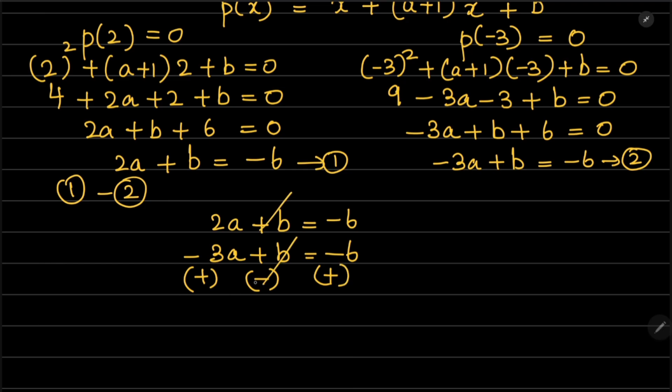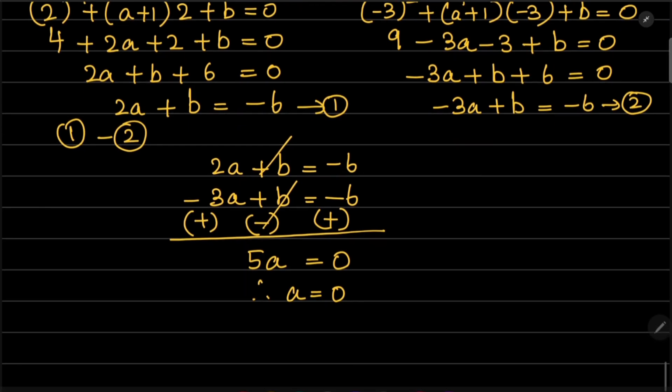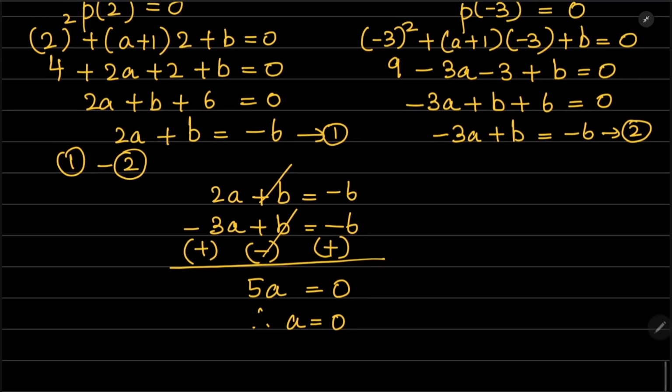So plus b minus b will get cancelled. Minus 6 plus 6 is 0. 2 plus 3a is 5a. Therefore, a is nothing but 0 divided by 5, which is 0. Now you can substitute this a value in any one of the equations. So put it in 1.